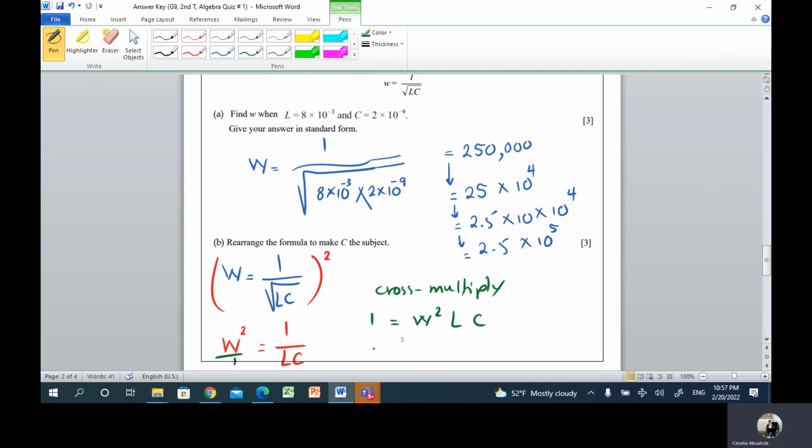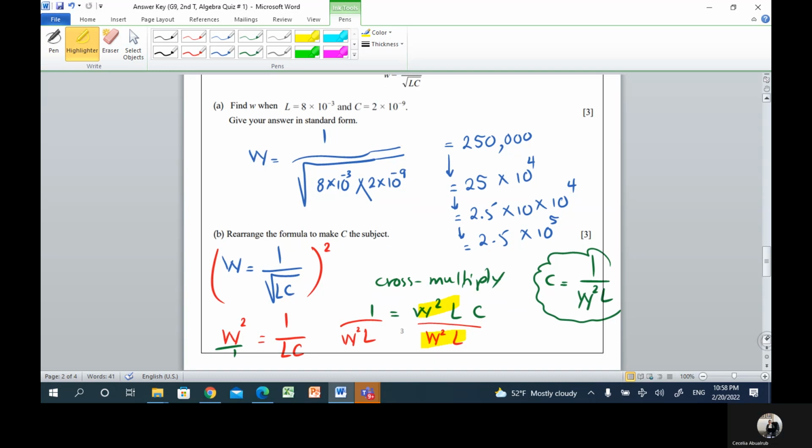We're making C the subject, so divide all by W squared L. So C is equal to 1 over W squared L. This is the final answer. So just let me explain it further. When we apply the opposite operation, we're making C the subject. So we're going to divide this side by W squared L and this side by W squared L. So that W squared L and W squared L are cancelled here. So C is left on its own, and C is equal to 1 over W squared L. Okay?